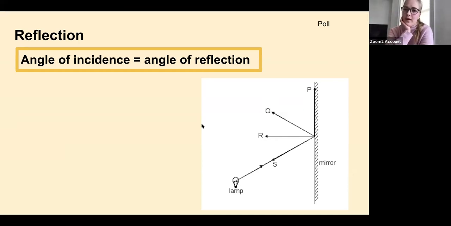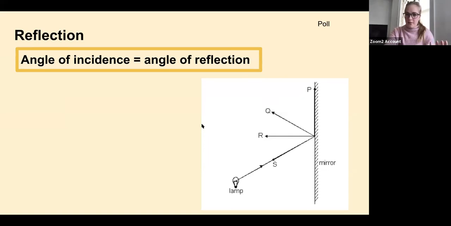So for question 1, which line shows the direction of the reflected ray of light in the diagram? This is going to be Q, because the angle of reflection is equal to the angle of incidence. The angle between the ray of light coming from the lamp and the normal line, which is this imaginary line perpendicular to the mirror, or at a right angle to the mirror, is going to be the same as the angle of the reflected ray. So that means Q is going to be the ray of light that's reflected.